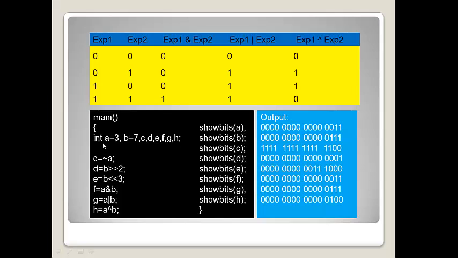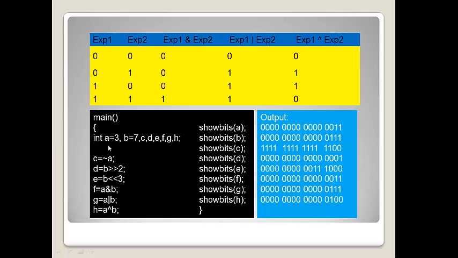The a value is 3. a is an integer variable, so the size is 2 bytes, which means 16 bits. In 16 bits, the first bit is the sign bit. If the first bit is 0, it is a positive value. If the first bit is 1, it is a negative value. 3 is a positive value, so the first bit is 0.